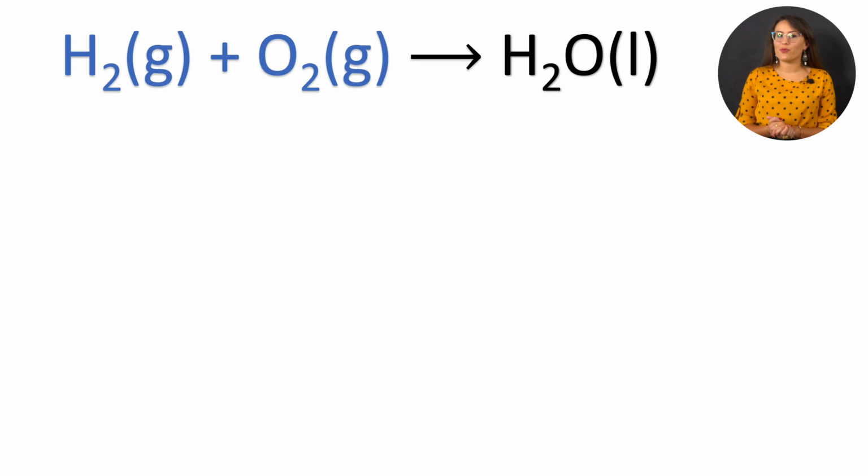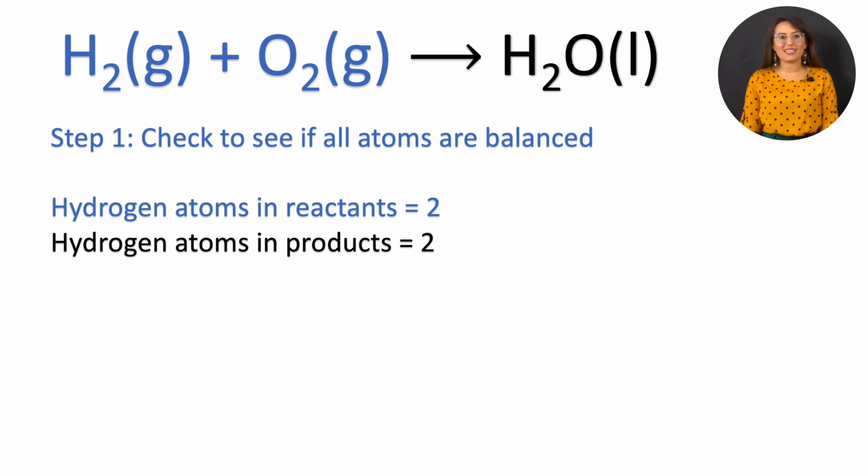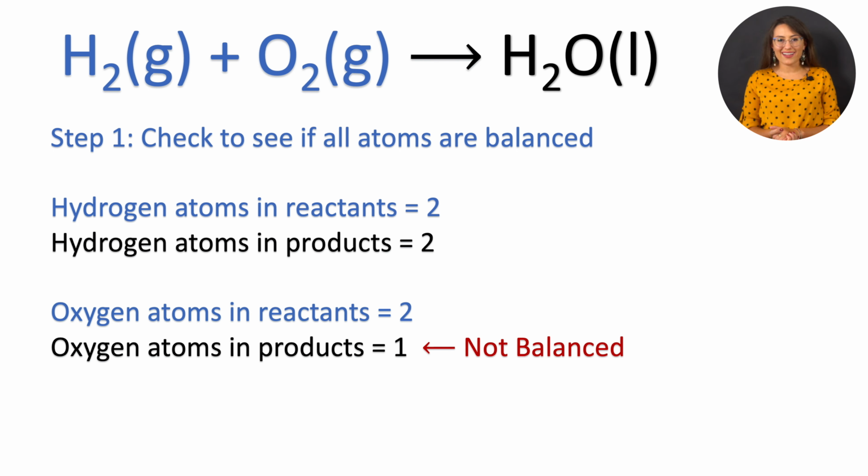Let's take, for example, the reaction of hydrogen gas and oxygen gas to form liquid water. Keep in mind, both oxygen and hydrogen are diatomic gases. If we were to check this chemical equation to see if it was balanced, we would add up all the hydrogen atoms in the reactants, which is 2, and make sure this matches the number of hydrogen atoms in our products, which is also 2. If we do this for oxygen, we see that we have 2 oxygen atoms on the reactant side and 1 oxygen atom on the product side, which is not equal.